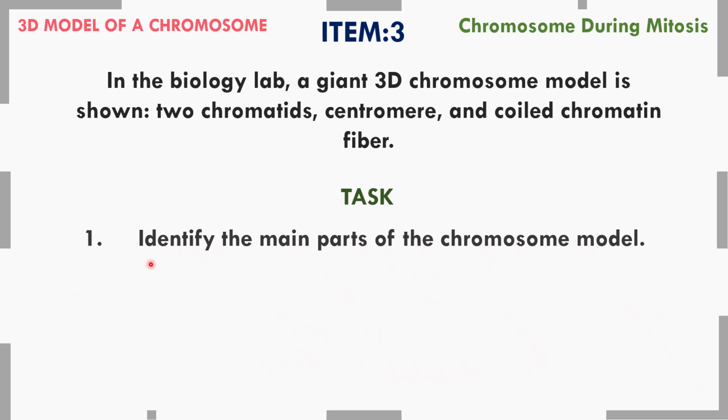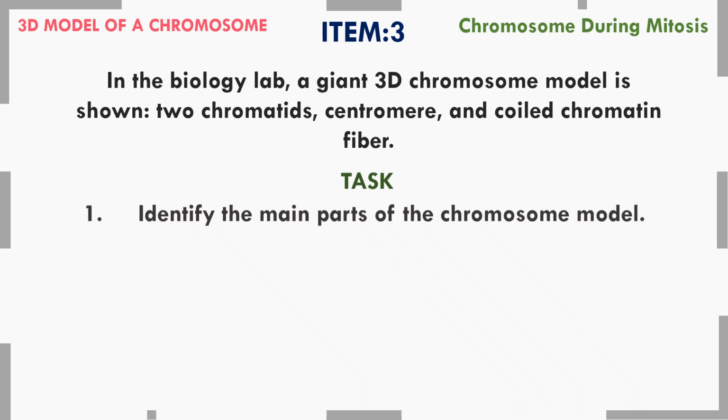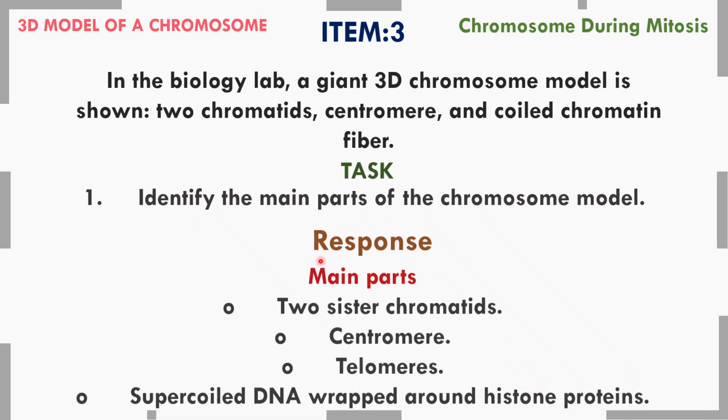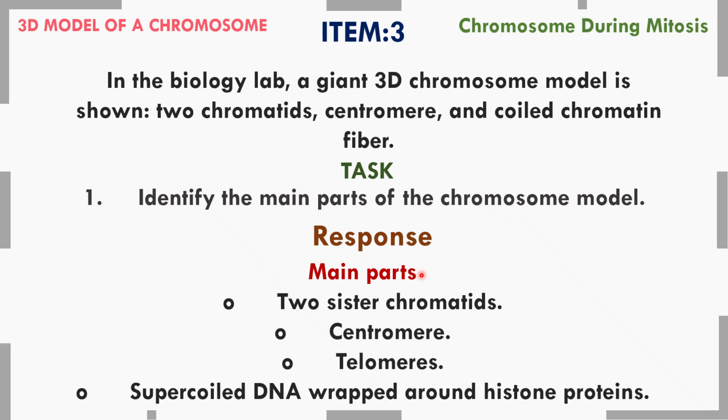Let's start with identifying the main parts of the chromosome model. Main parts: it has 2 sister chromatids. It has a centromere. It has telomeres and supercoiled DNA wrapped around histone proteins.